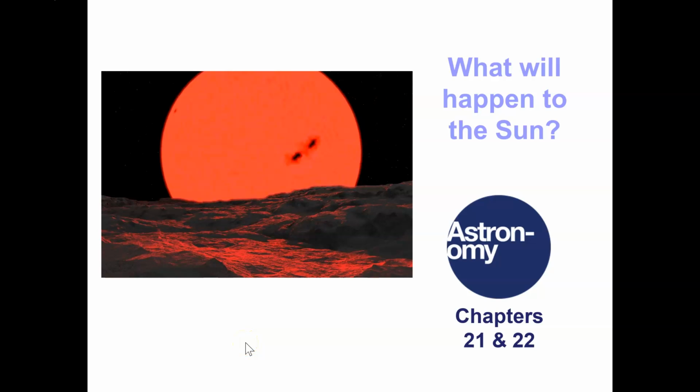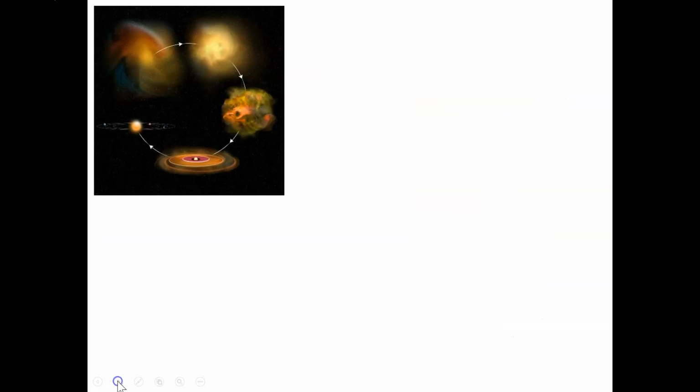Hey class, welcome. This video is going to be about an overview of the life of a star. We're starting a new section, what's going to happen to the sun and other low mass stars similar to it. We're going to be looking at sections from chapter 21 and 22 of your OpenStax Astronomy textbook.